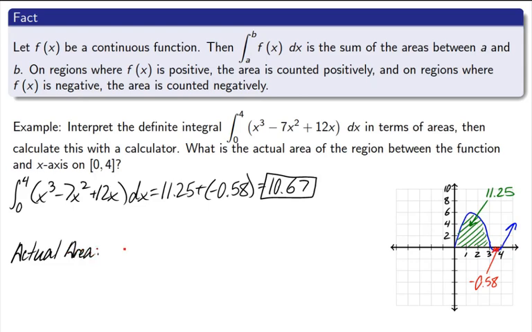So the actual area will be 11.25 plus 0.58. This time we're treating everything as positive when we do this. And we get 11.83 is the actual area. So again, the actual area means that all the areas have to count as positive, which you do have to be a little bit careful on your calculator to do. However, we will not be doing very much of this at all.